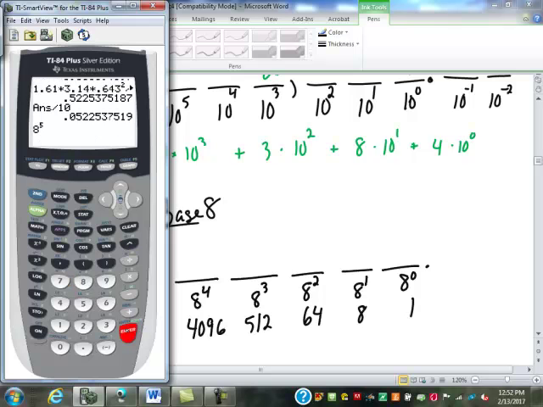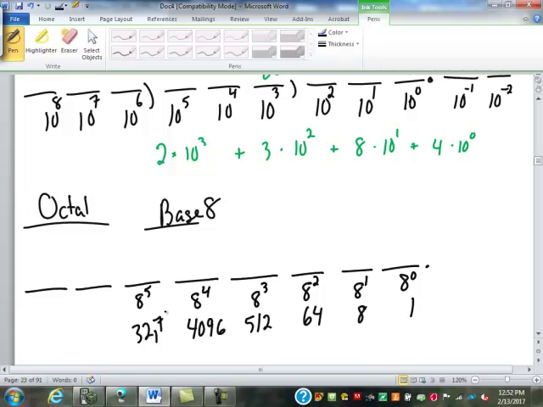I've got to cheat. 768. And of course, it would keep going. Notice those are slightly smaller. 10 to the fifth is 100,000. 8 to the fifth is only 32,768. Those are the place values.